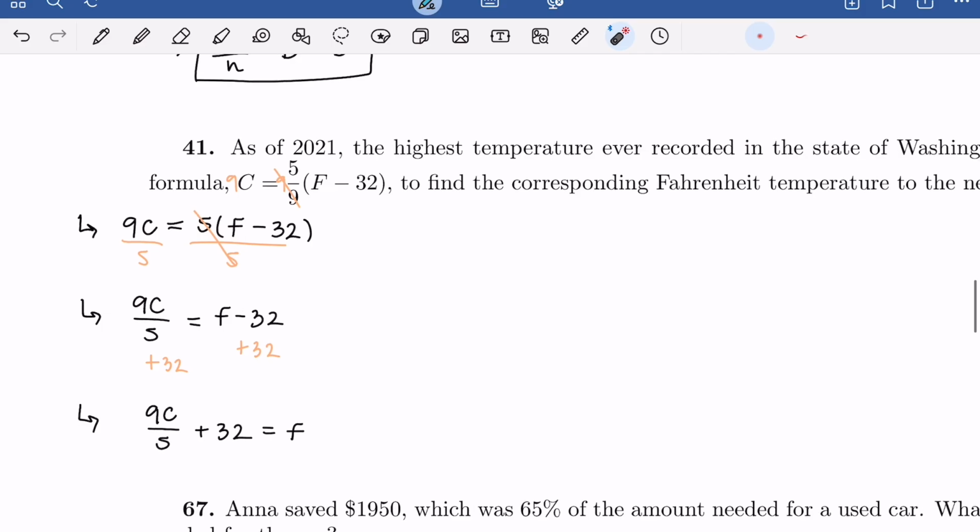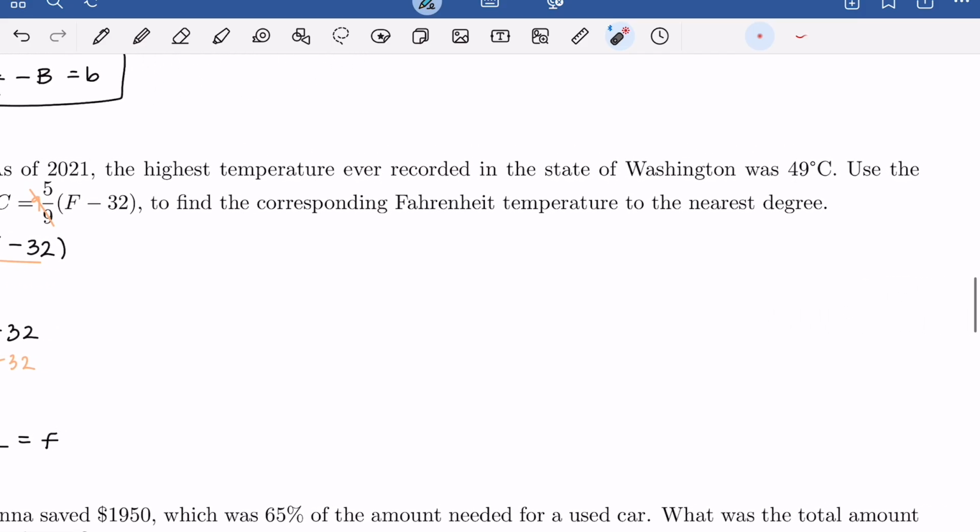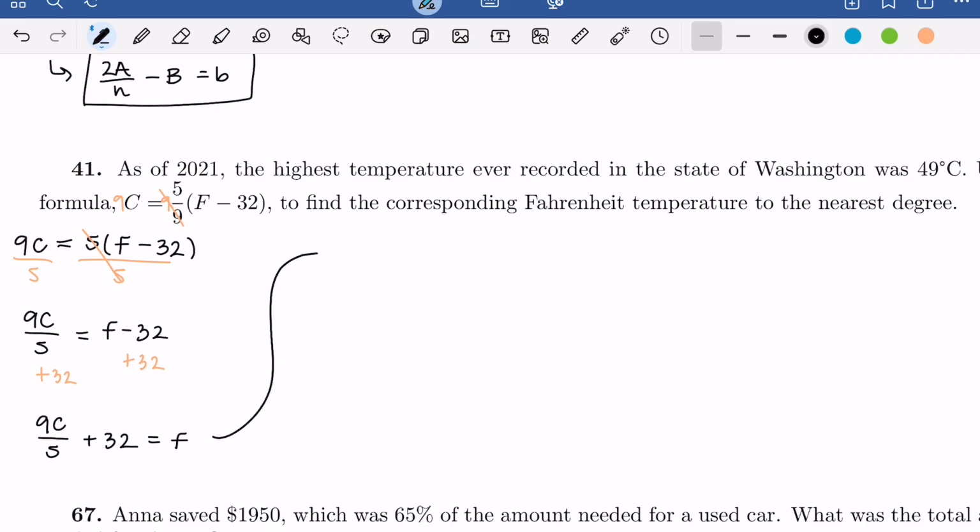Now going back to our question here, we want to convert 49 degrees Celsius to degrees Fahrenheit. So we're just going to plug in our known information. We have 9 times our temperature in degrees Celsius. So this is going to be 49 divided by 5. And then we're going to add 32 to it, and that's going to give us our degrees Fahrenheit.